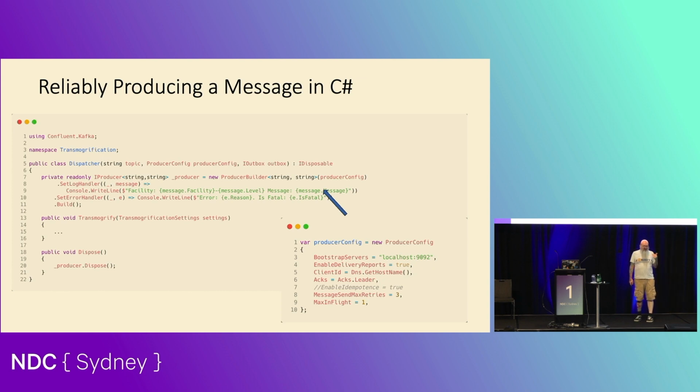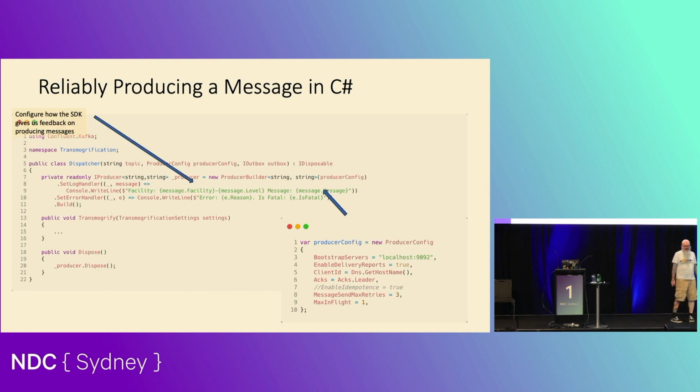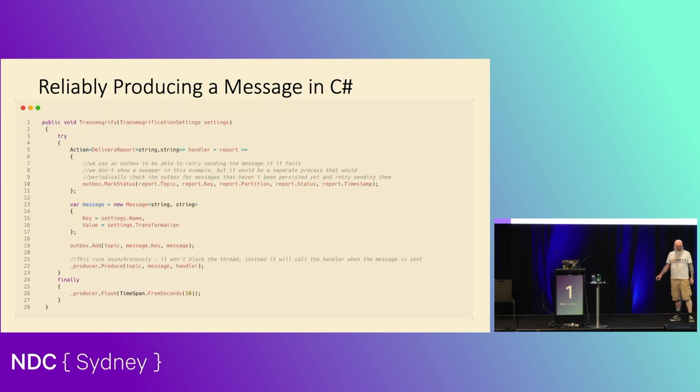Then turn on enable delivery reports equals true. So remember I told you that produce is async, from a buffer. So how do we know, if we just call produce and our code moves on, whether we successfully sent something to Kafka? Delivery reports will tell us. And we'll see how that works in just a second.